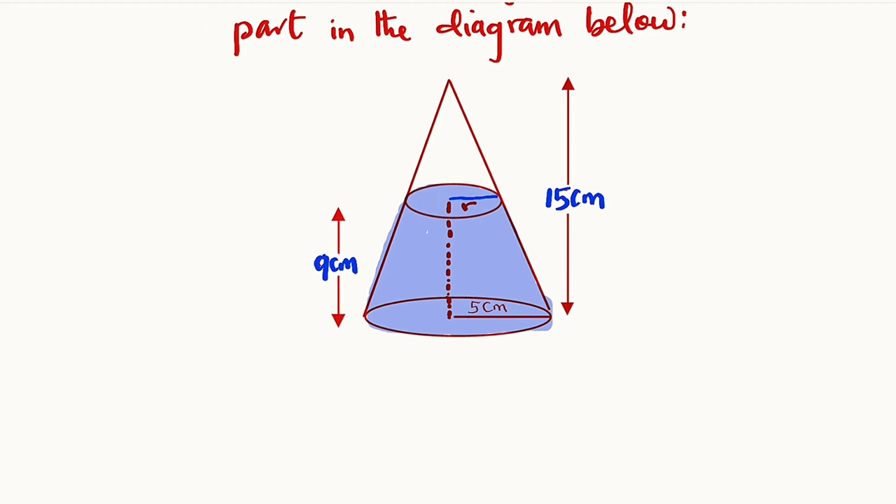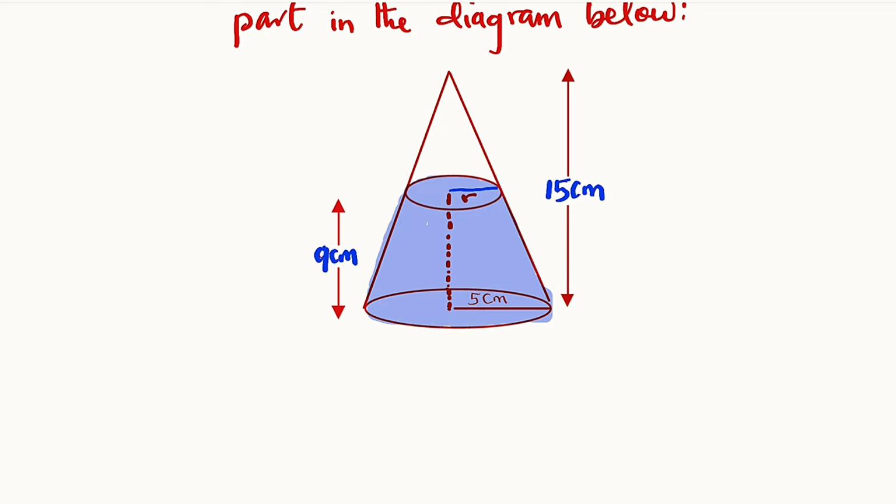All right, let me start with the bigger cone. All we need is the radius and the height. Let me call the radius of the bigger cone capital R. You can see it right here, which is 5 centimeters. We also need the height. Let me call it capital H, equal to 15 centimeters.